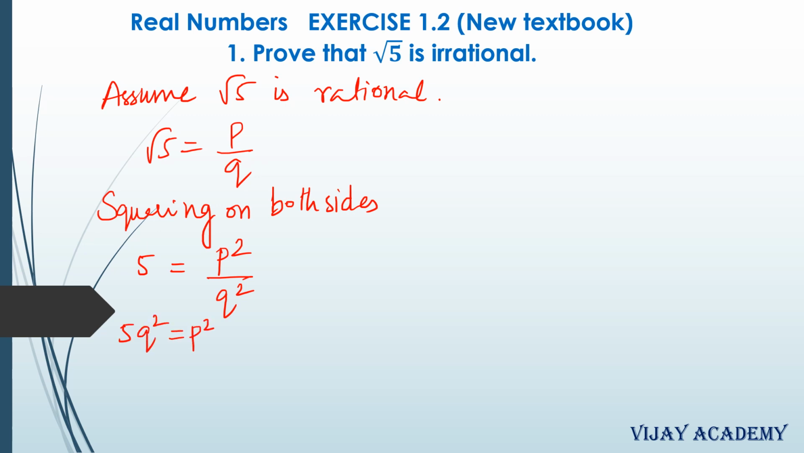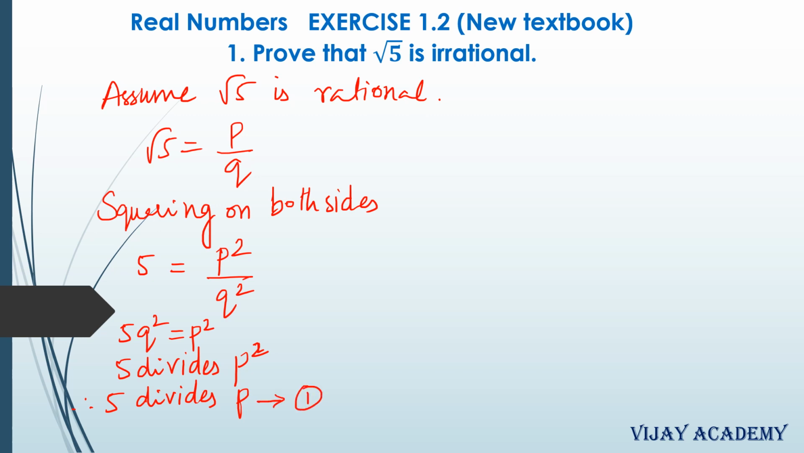Now we got that p square equals 5 times q square, which means p square is a multiple of 5. So 5 divides p square. Therefore 5 divides p also. This is from theorem 1.2. It says that if a prime number divides p square, it divides p also. So let me take this as equation 1.